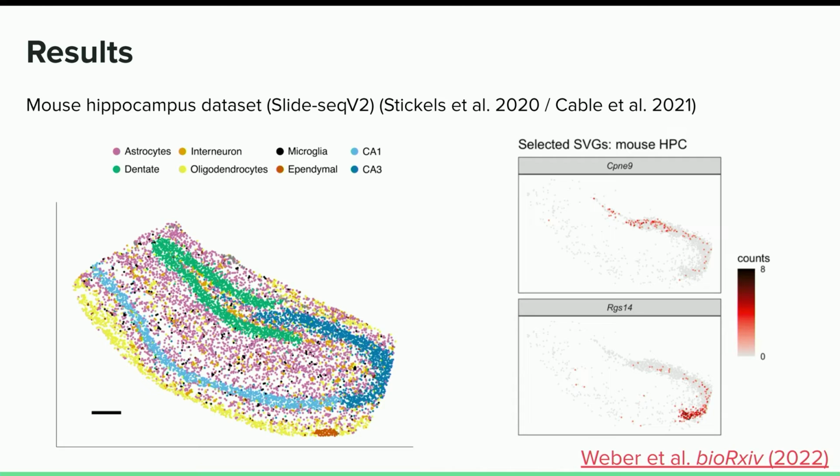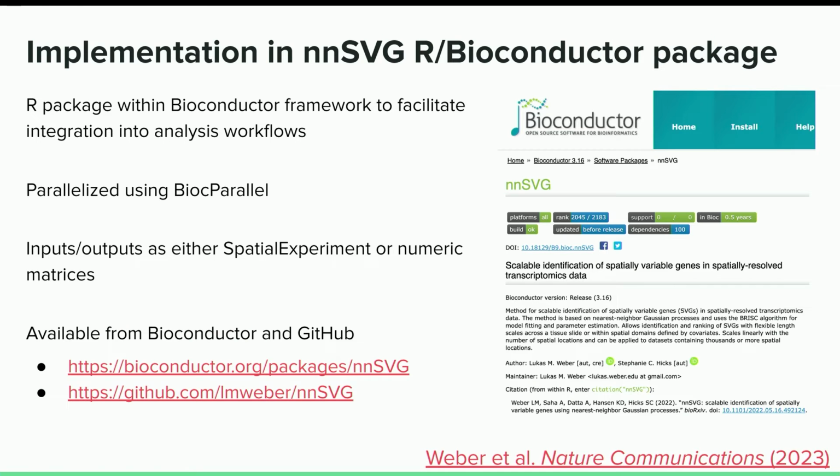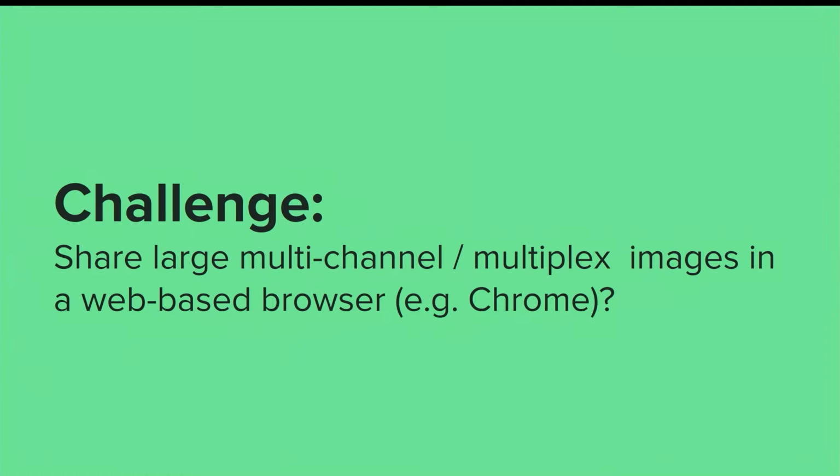And this is how spatially variable gene detection methods can really shine, that even within one particular cell type, you can see gradients of variation. So this was really cool. There's an implementation that exists in Bioconductor if anybody's interested. It's called NNSVG, and I will leave it there.